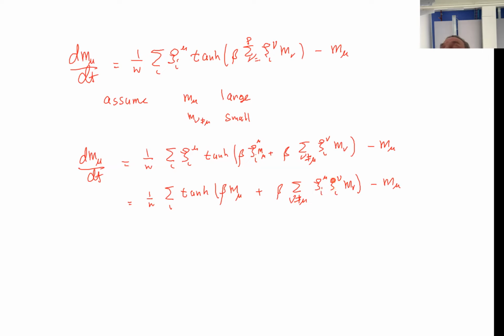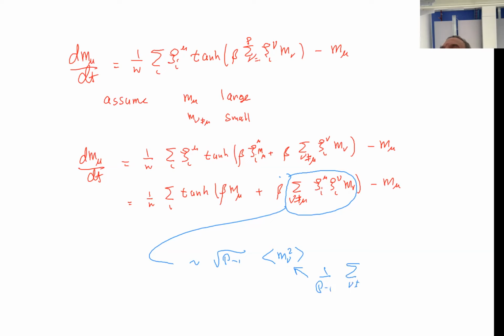So when we sum over ν, if p is large, this term here goes as the square root, there are p terms in the sum, so the square root of p minus 1 times the average value of m_ν squared. And this is, remember, 1 over p minus 1, the sum over ν not equal to μ of m_ν squared. So it's the average of all these m_ν's. So as long as they're small, then this is a good approximation.